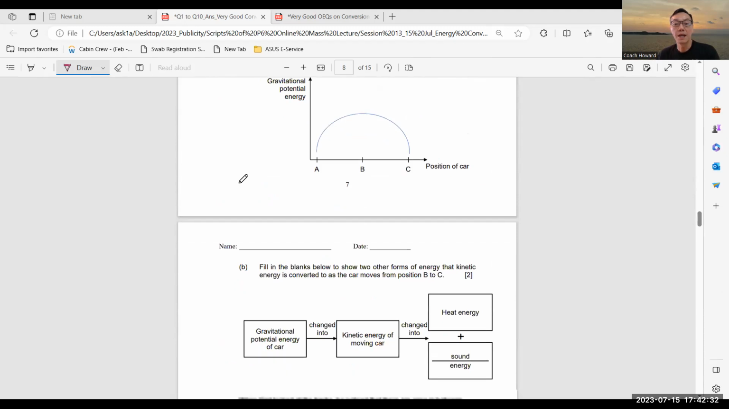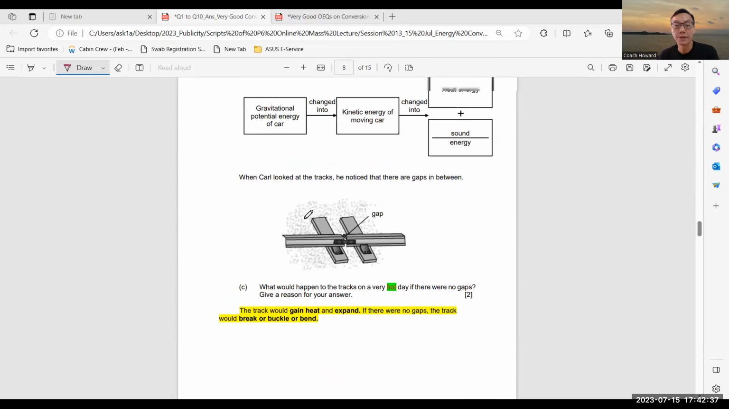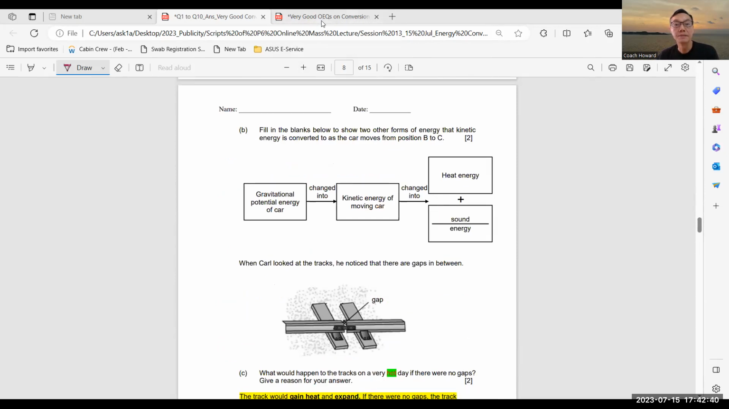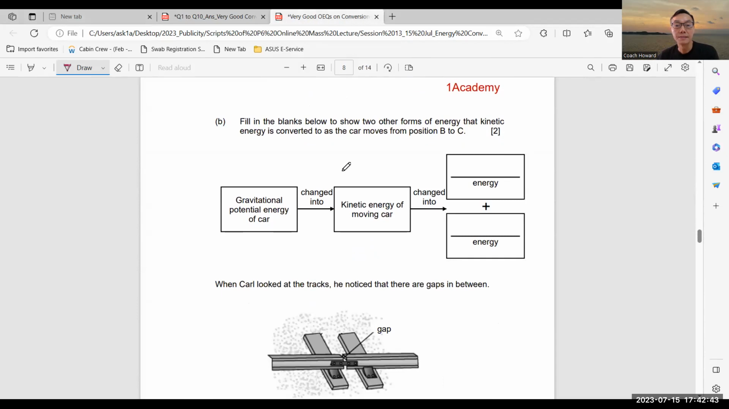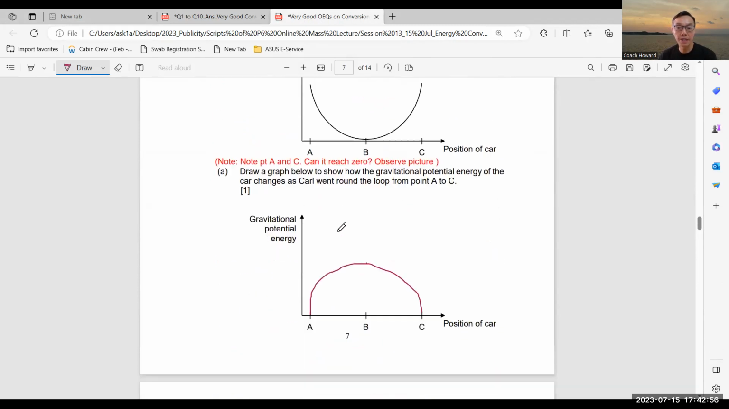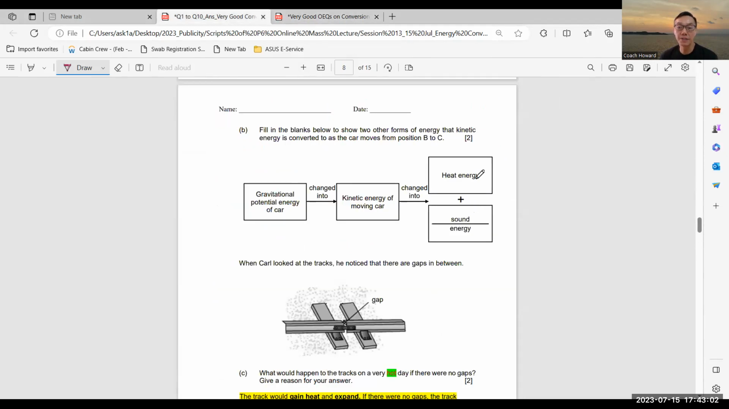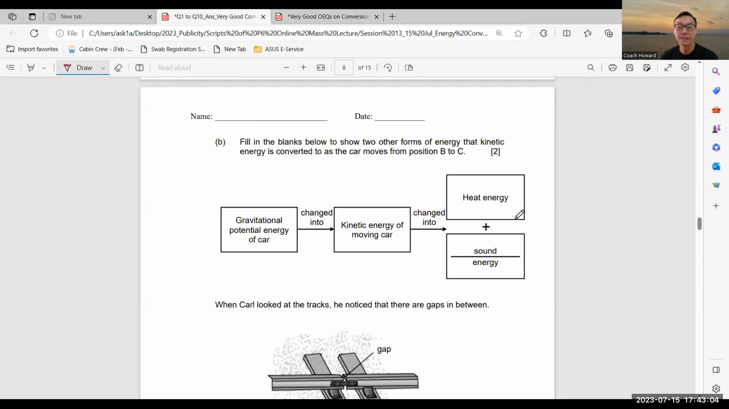Next question will be the gap one. This is part B. Fill in the blank below to show two other forms of energy that kinetic energy is converted to as a car moves from B to C. From B to C, because there's a track, so sound energy is involved. So for this one you put in heat energy and sound energy, either way. So it's heat energy and sound energy, two other forms.